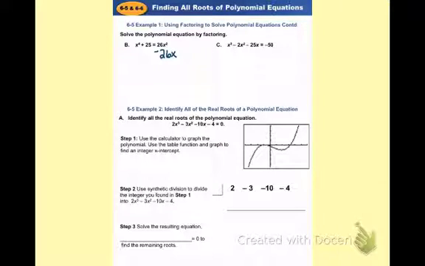So I'm going to go ahead and I'm going to subtract 26x squared from both sides. And when I do, that leaves me with x to the 4th minus 26x squared plus 25, and that's going to be equal to 0.